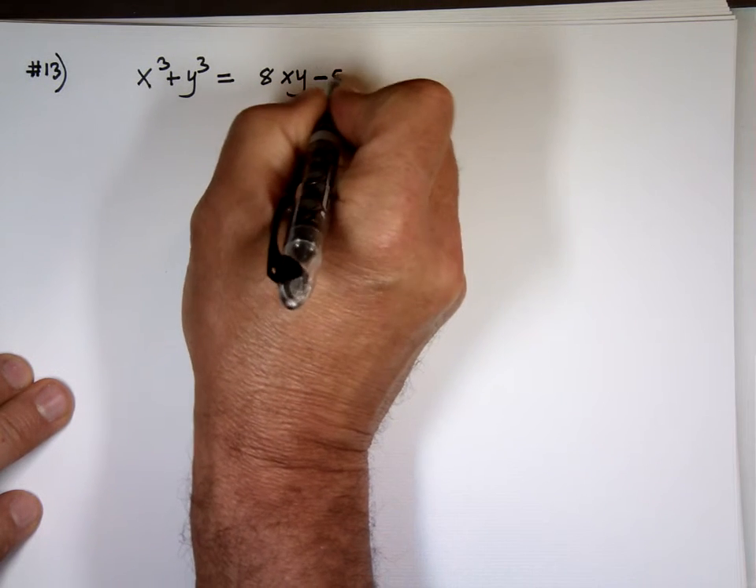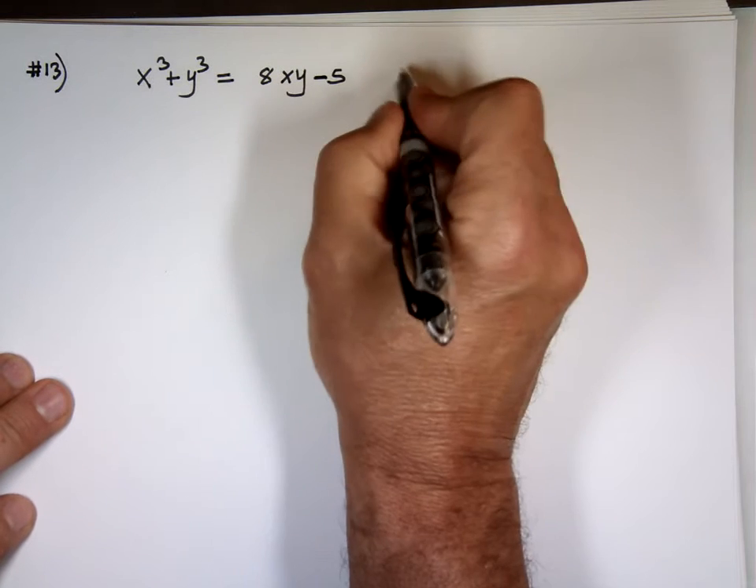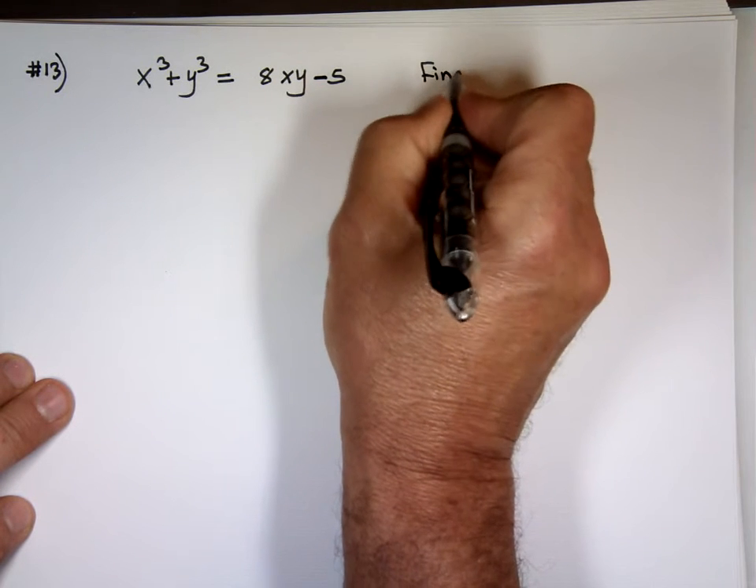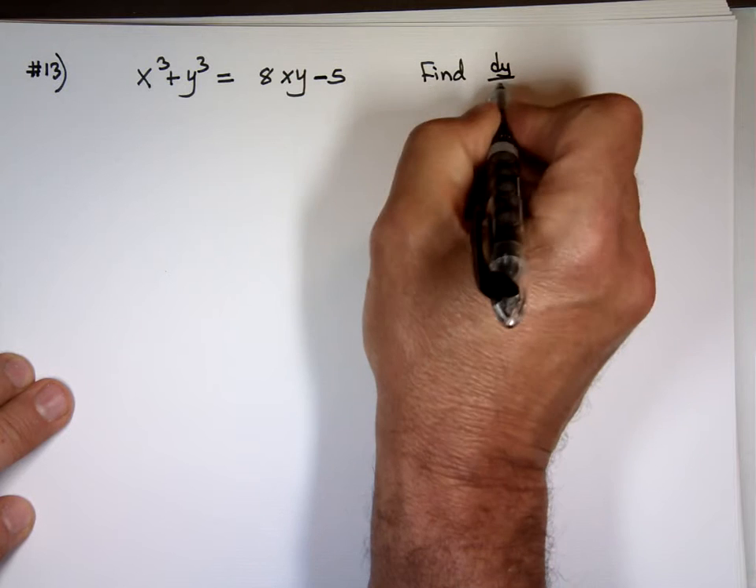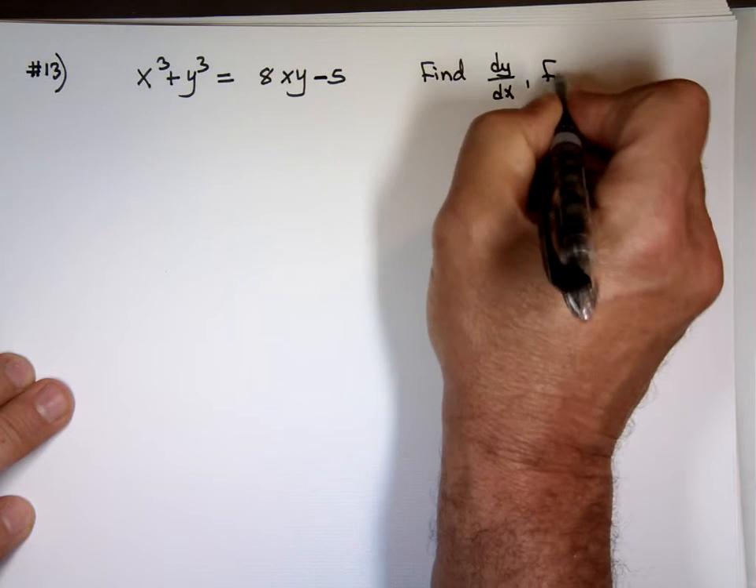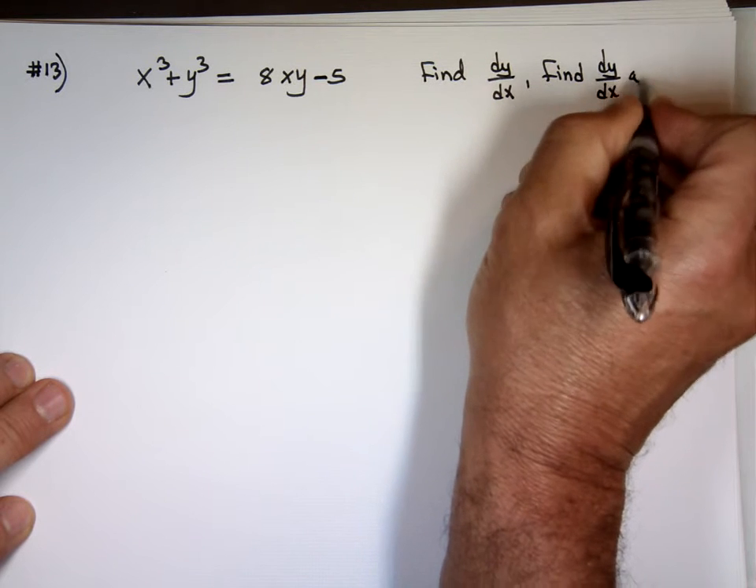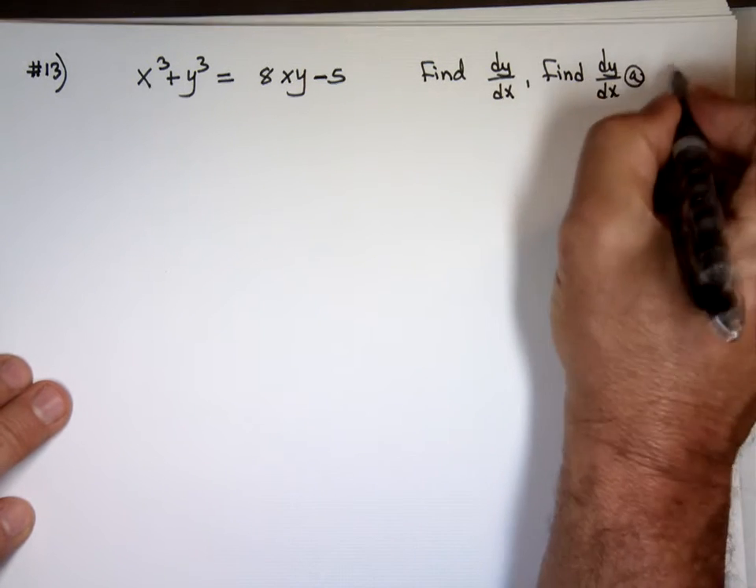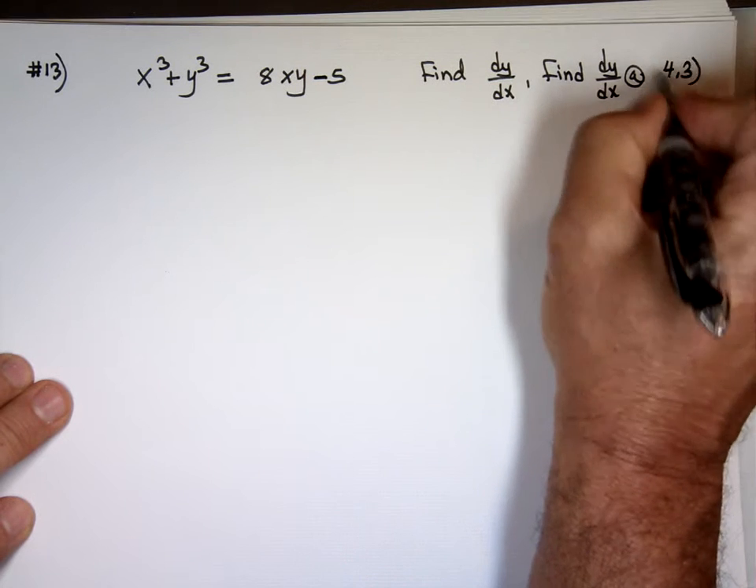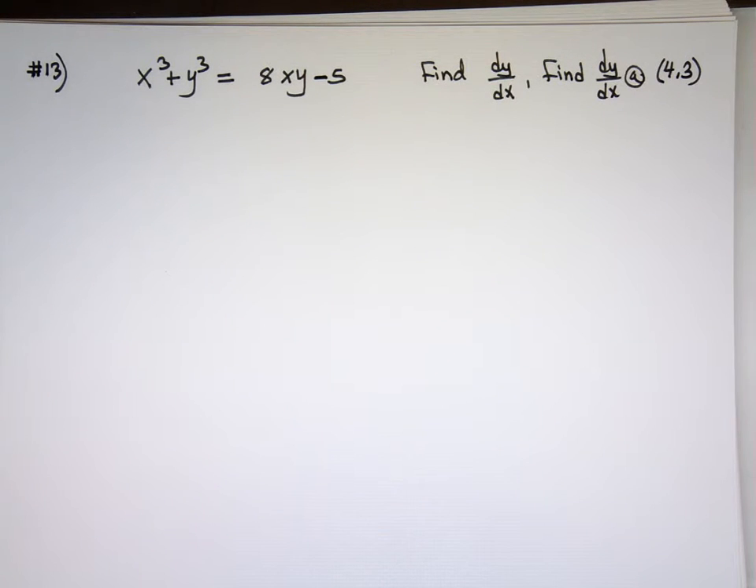The question is, find dy/dx. Two questions actually. That's the first one. The second one, find dy/dx at the point (4, 3). So they want two of them, part A and part B. Let me find dy/dx first. I have to use implicit differentiation because I can't really solve this for y.